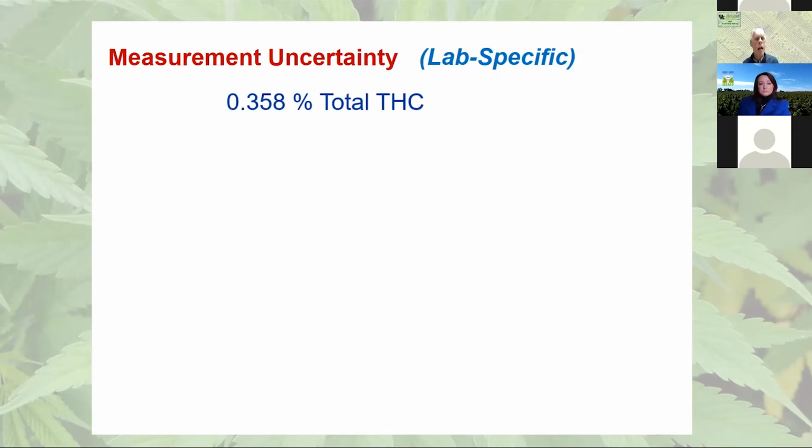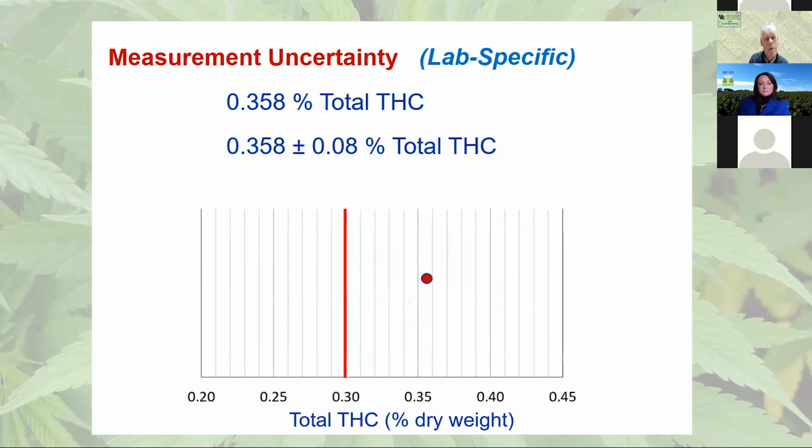Let's say a lab had a result for total THC being 0.358%. And they also went through the process of determining their measurement uncertainty, and it was 0.08%. So they would need to report not only the concentration that they observed, but a plus or minus of a measurement uncertainty of 0.08%. This graph displays what that entails in interpreting the measurement uncertainty with the concentration.